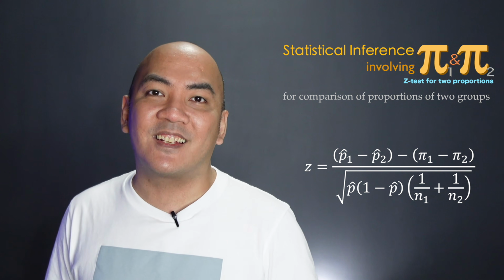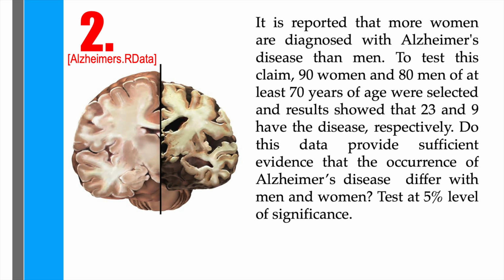Let's take a look at the second example. It is reported that more women are diagnosed with Alzheimer's disease than men. To test this claim, 90 women and 80 men of at least 70 years of age were selected, and results show that 23 and 9 have the disease respectively. Does this data provide sufficient evidence that the occurrence of Alzheimer's disease differs between men and women? Test at 5% level of significance.